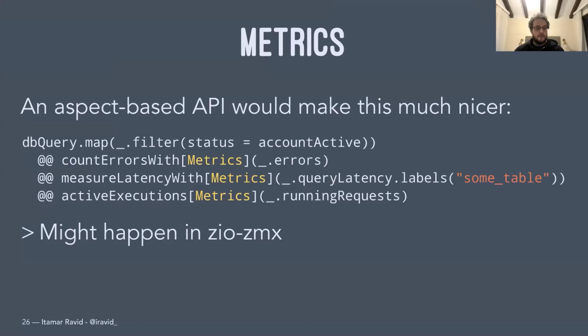We've been interested in bringing aspects to all of ZIO. I'll talk about this in a few slides, but this would make the API much nicer because you can literally focus on the business logic and then visually see the added instrumentation on top of it. And probably this can be done for ZIO logging as well, when we'd like to annotate a ZIO block with some added parameters. So those are metrics.